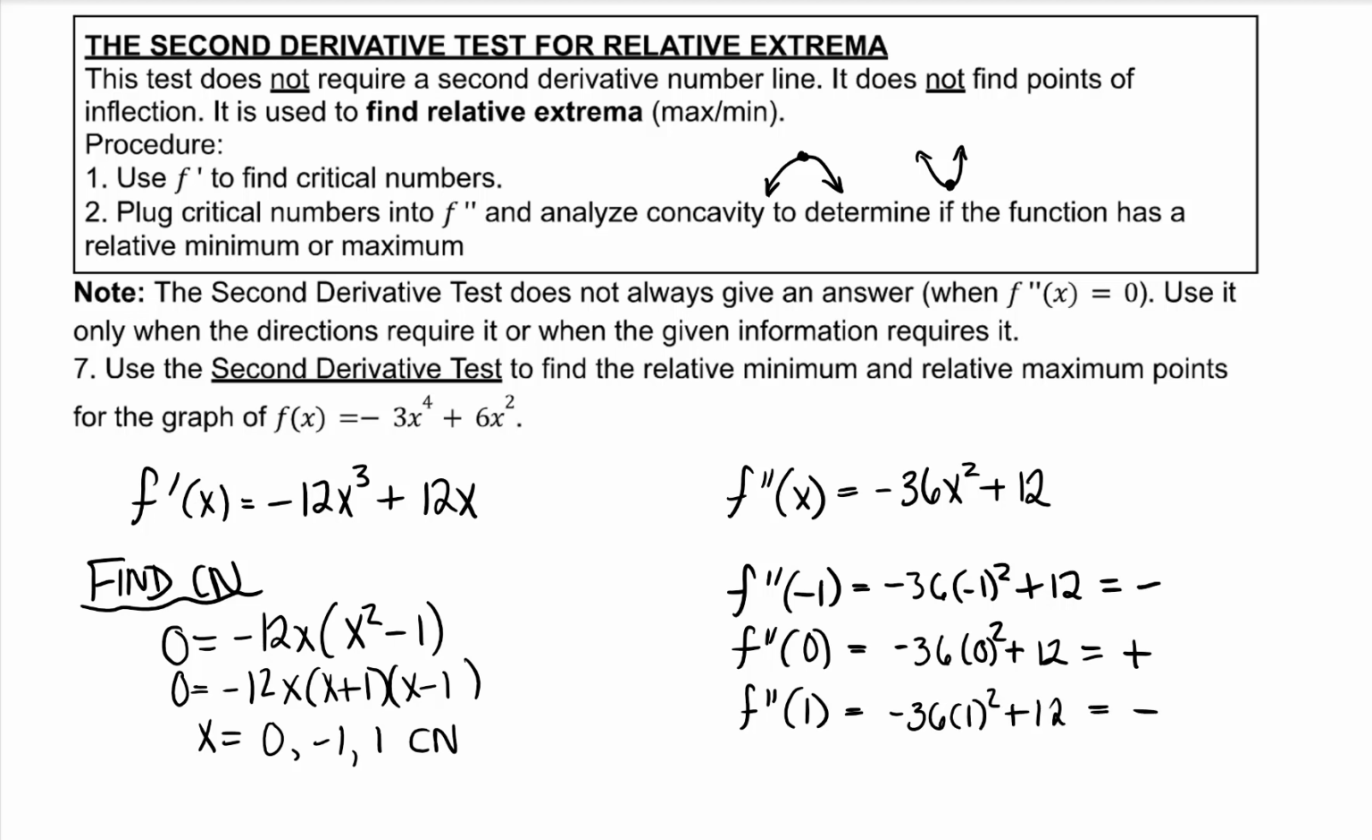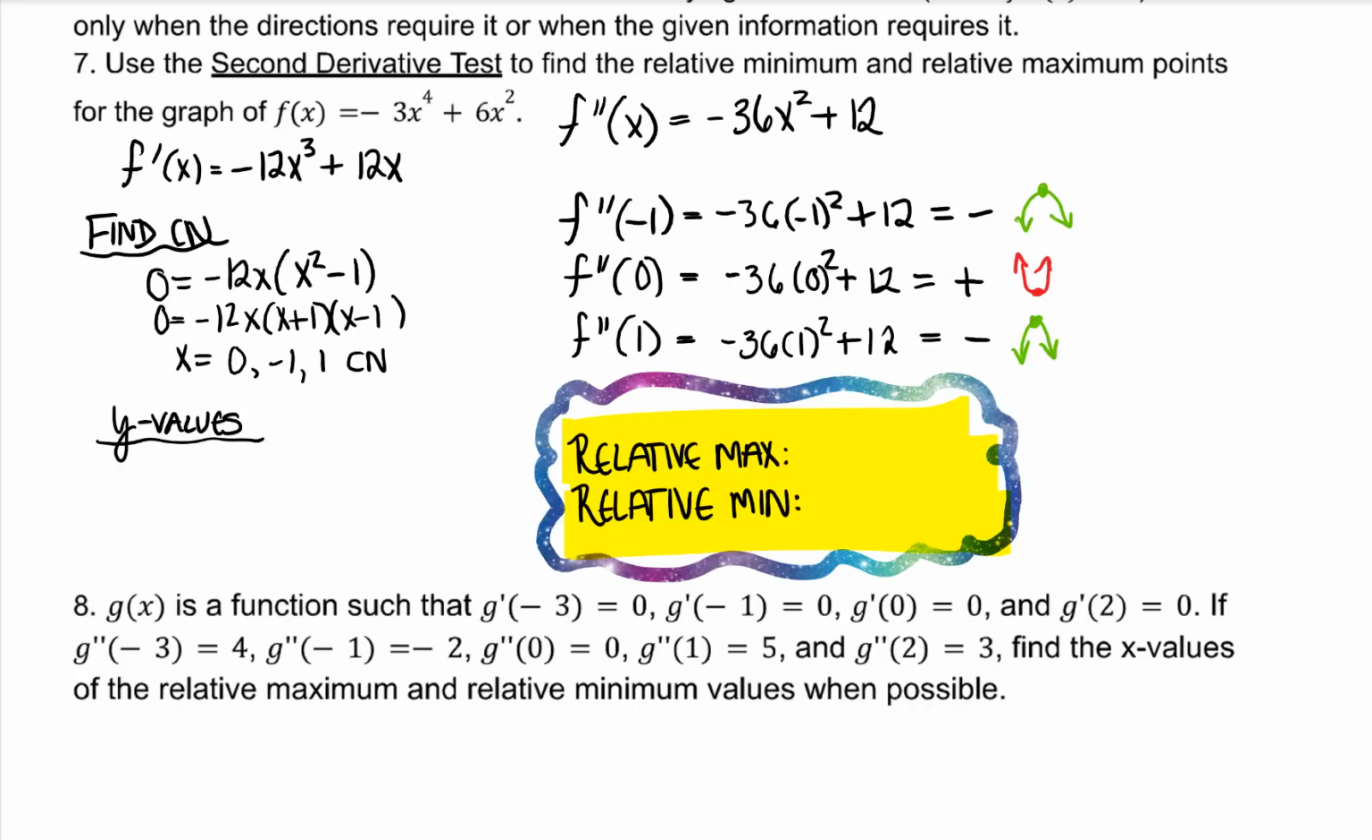Because the second derivative is negative at the critical number -1, that means we are concave down at -1. And if you're concave down at a critical number, then you have a relative maximum. Same with the critical number 1. When the second derivative is positive, or when the graph is concave up at a critical number, then you have a relative minimum. The instructions asked us for the relative minimum and maximum points.